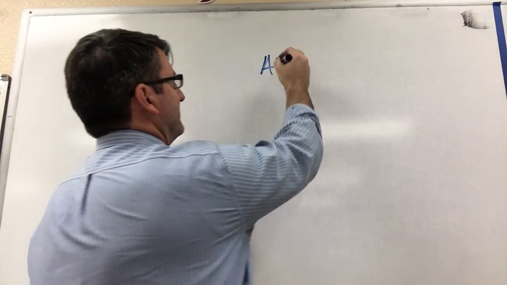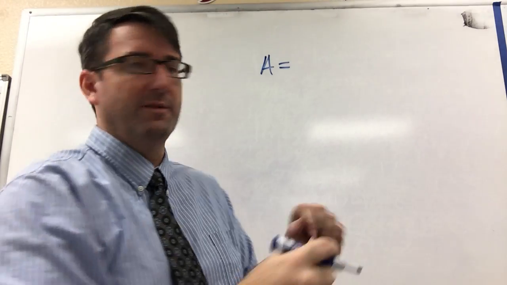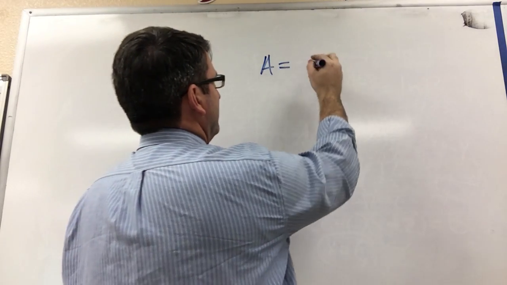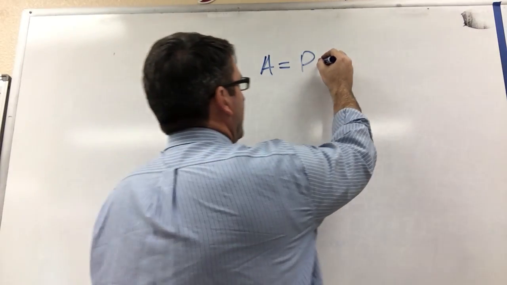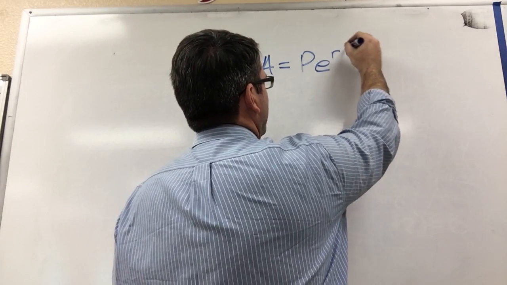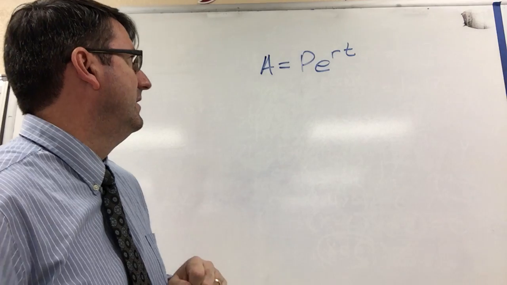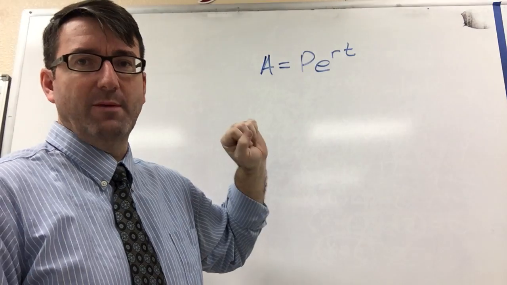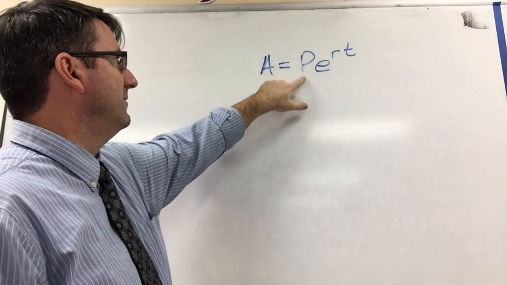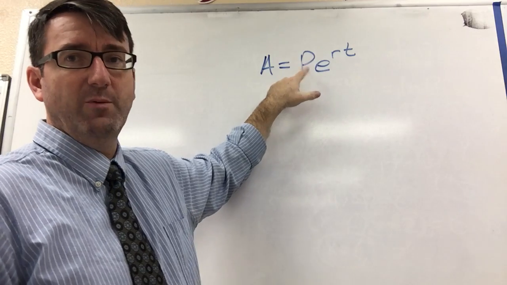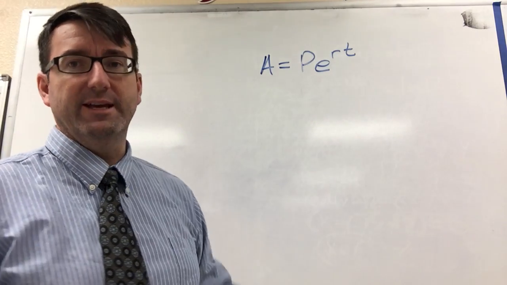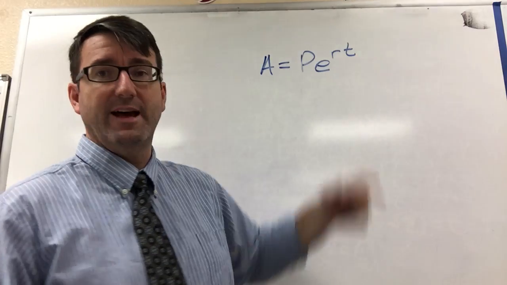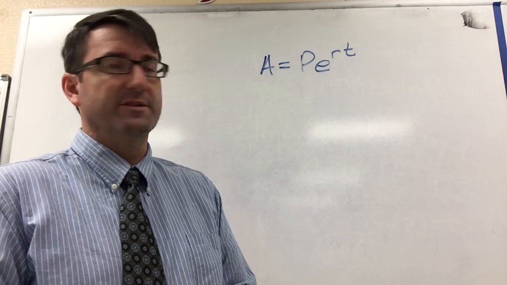The ending amount, or the amount in the account at some given time, is equal to the principal, what you put in there initially, times e to the rate times time. All right, and so we want this to double. So we want whatever we put in for P, we want to double that. And so A is going to be twice what P is. And then we'll solve for t. That's going to be how we solve this problem.